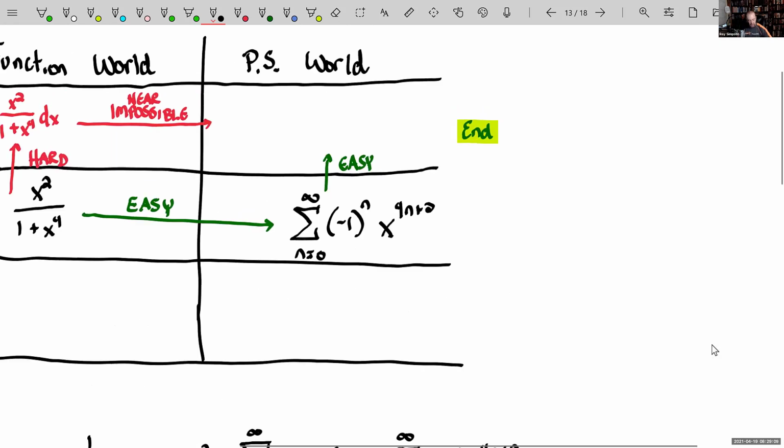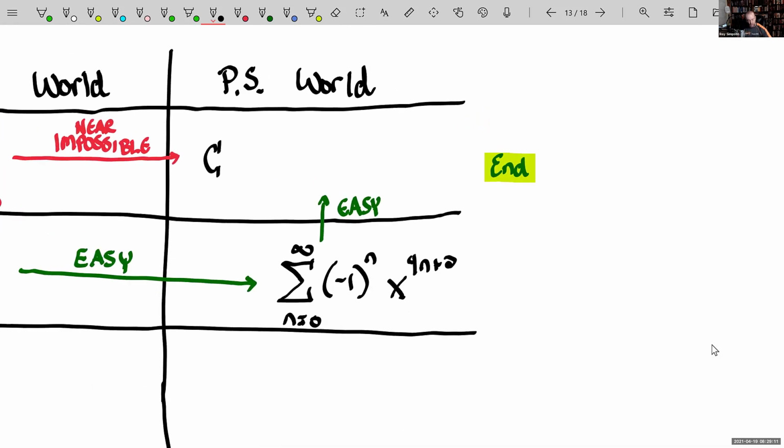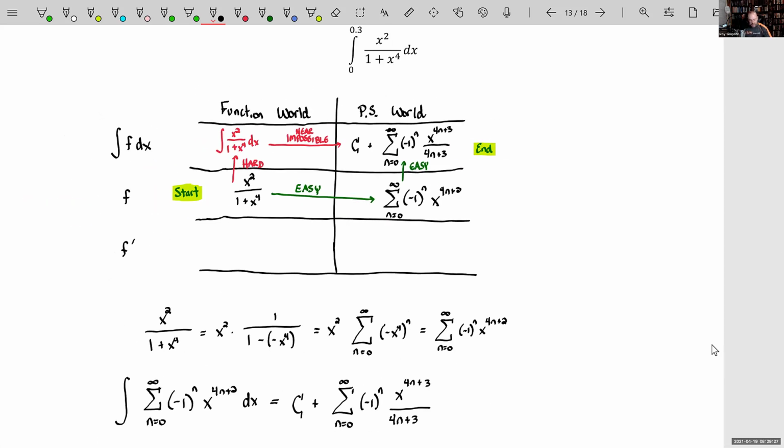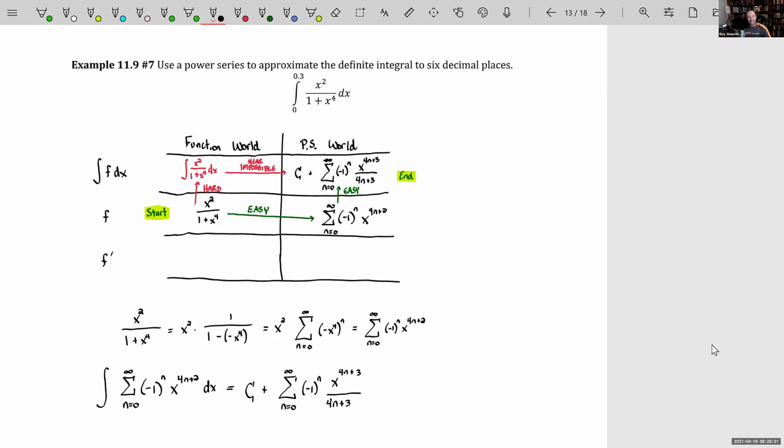our indefinite integral is C plus the summation n equals 0 to infinity of negative 1 to the nth, x to the 4n plus 3 over 4n plus 3. Yay. We got to the end. However, the question never asked us to do all that. It says use a power series to approximate the definite integral. But it's a definite integral.